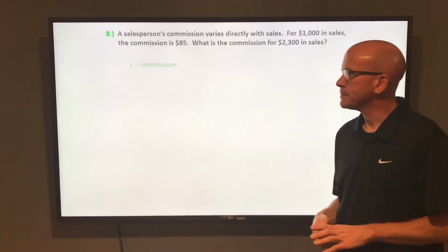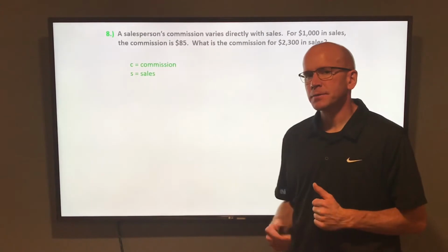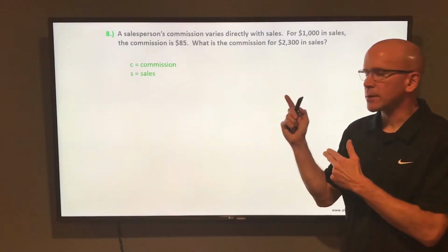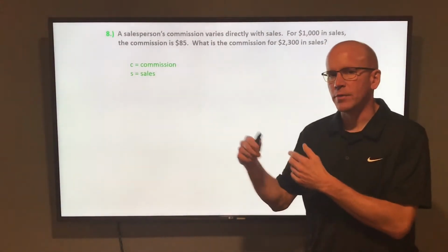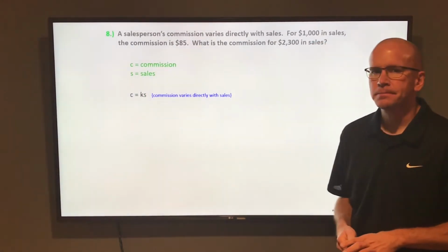Here's another way to do it. You could say C is the commission, S is the sales. The commission varies directly with sales, just like y varies directly with x. We write it as y equals kx. We'll write this as C equals k times S.